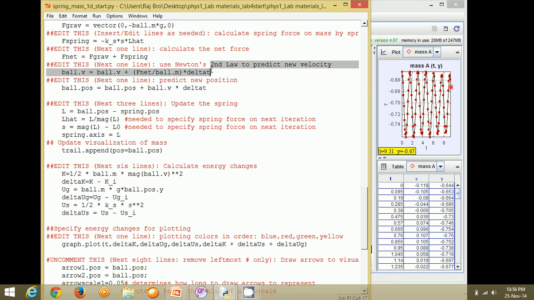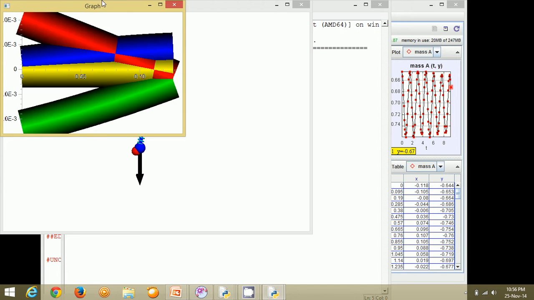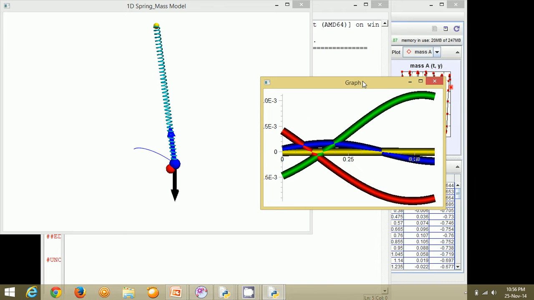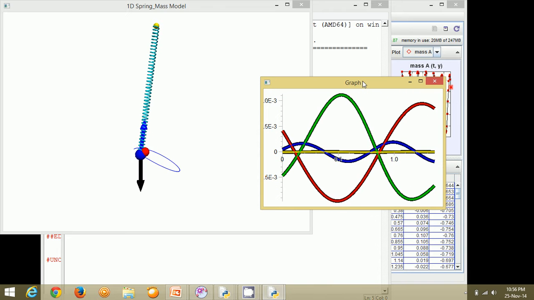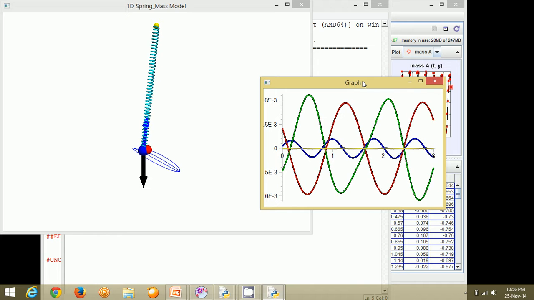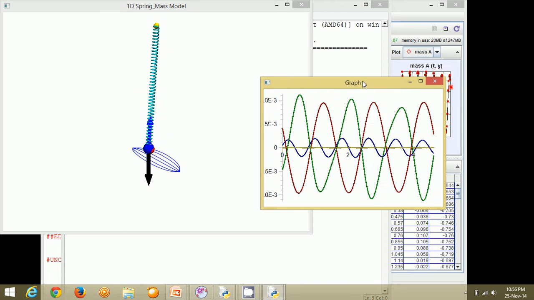Here you can see Newton's second law, and using that I have updated the position. Let's run this and see what happens. You can see that it works quite okay.